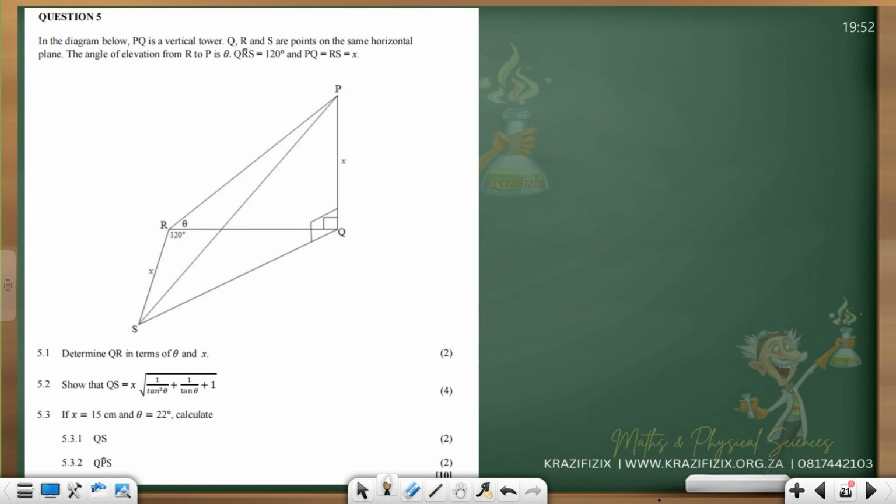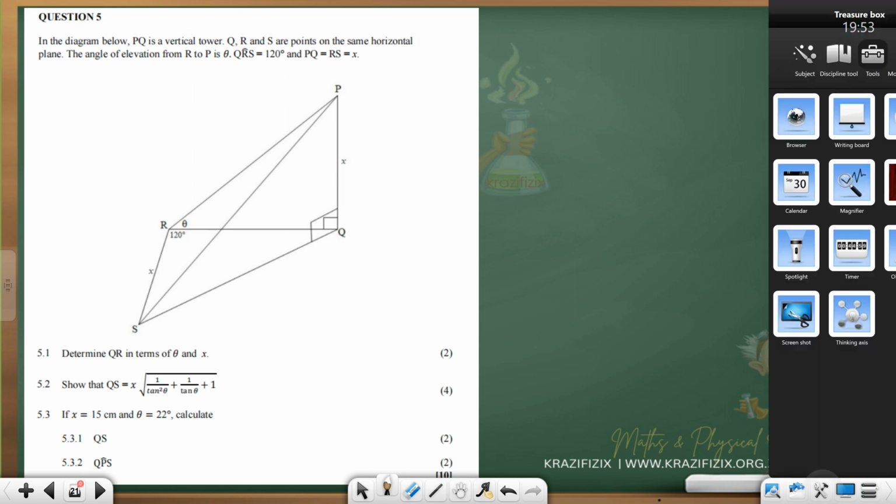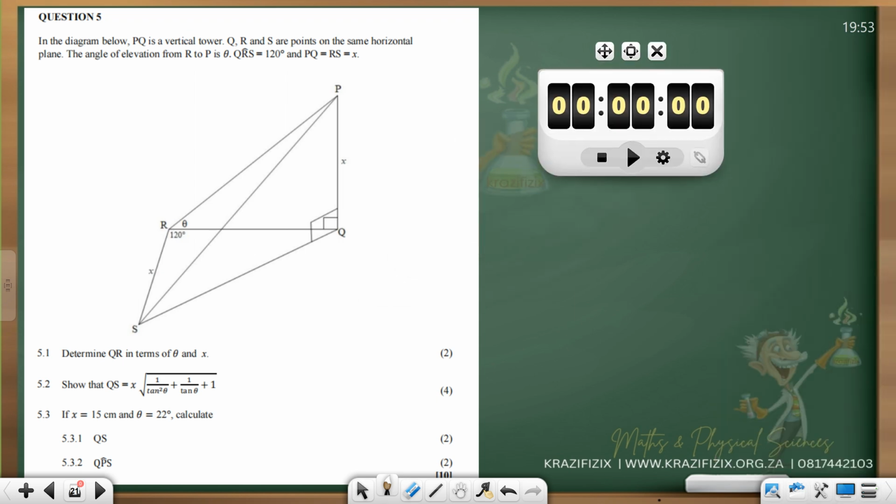Do you want to try this as the last one? But let's try. Look, it's 2, 4, 2, 2. 6 minutes. What can you do? Guys, I am not going to do 5.3. Do you know why? 5.3. They want, if x is 15 and theta is 22, everything is here. So our job is 5.1 and 5.2. Quickly, 5 minutes. All those substitution things are grade 8. 5 minutes, let's try. 5.1 and 5.2.